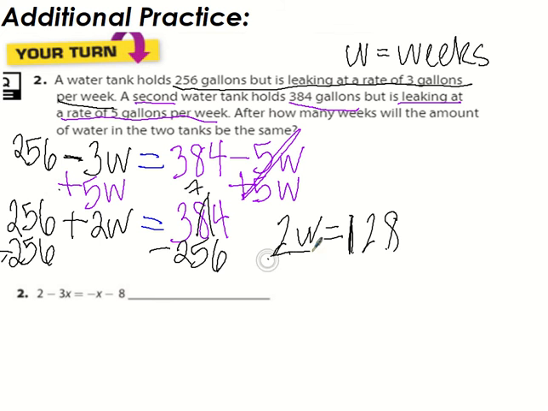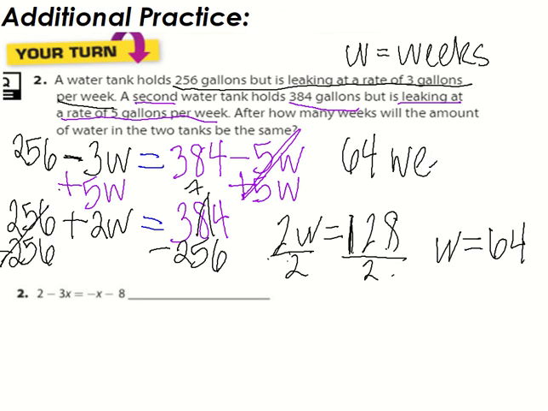Then we're going to divide. We're going to divide by 2. So W will equal 64. And so we'll say 64 weeks.